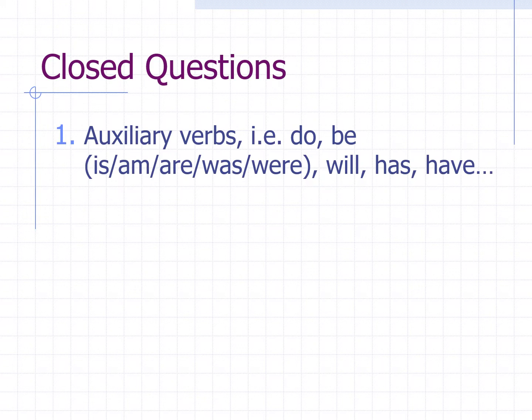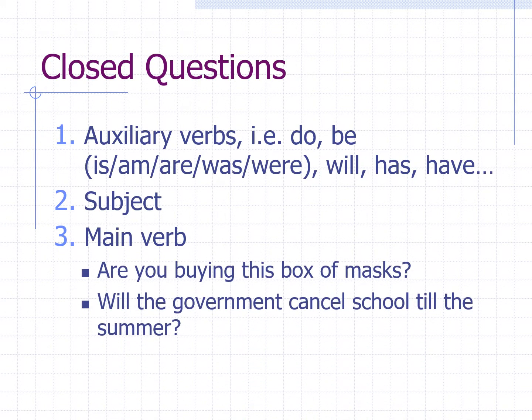Okay? What comes after auxiliary verbs would be the subject. They could appear in a sentence as a name or as a pronoun. What comes after the subject would be the main verb. Here are two examples. Are you buying this box of masks? And will the government cancel school till the summer?